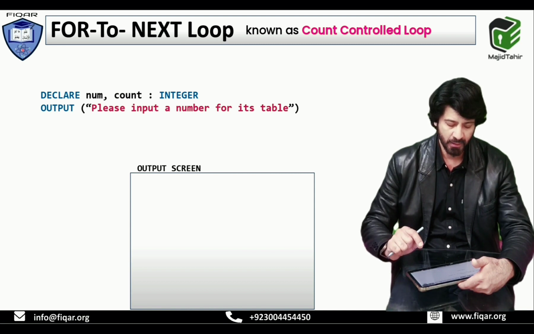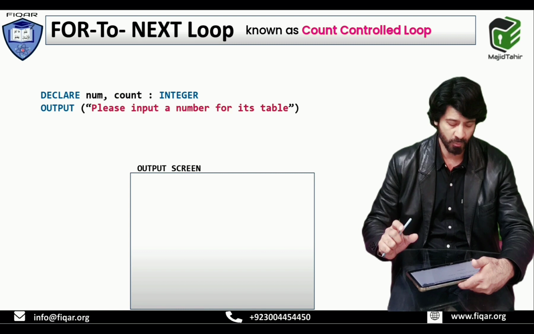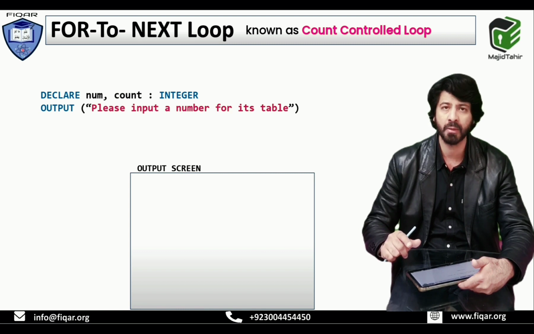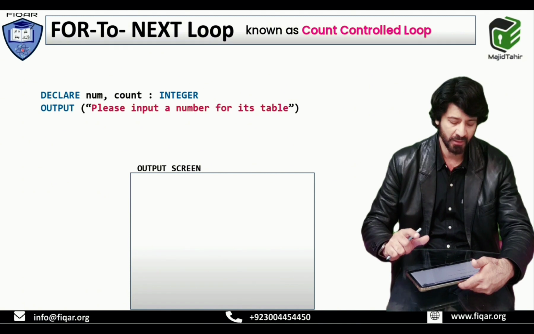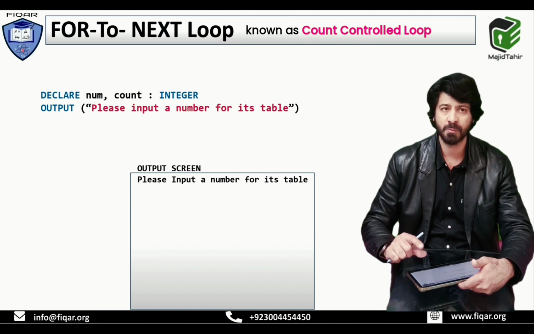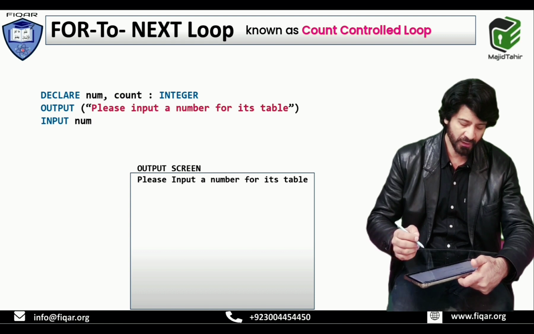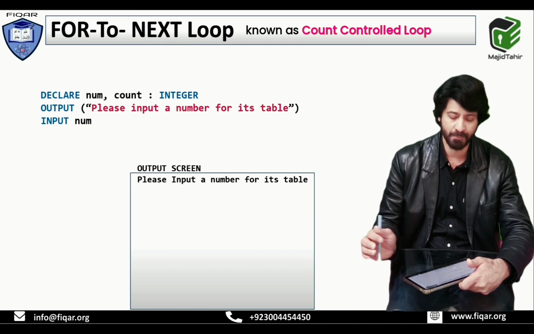For example, when declare num and count colon integer is written, it created two variables, one with the name of num, other with the name of count. By default, when variables are created with the data type integer, by default they have the value 0 in it. So initially num and count both have 0 in it. So please input a number for its table is displayed on the output screen. User is going to give input in the variable num.